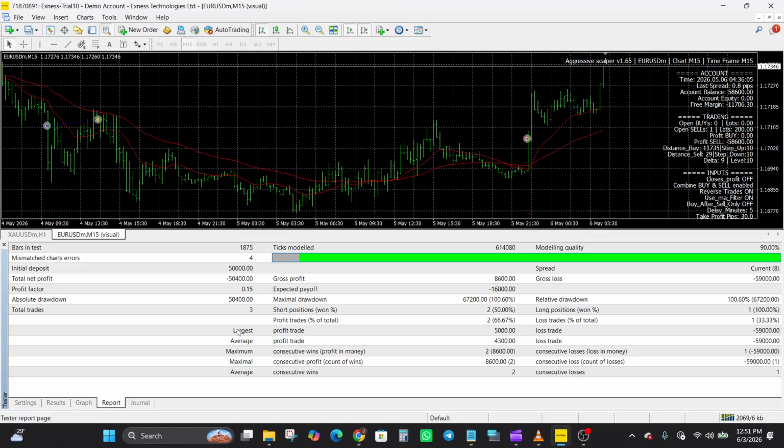Overall, the Aggressive Scalper EA is a fast reacting automated system built around tight market movements, configurable risk settings, and trailing stop management. Like any high frequency style EA, proper testing and broker conditions play a major role in how it performs in real environments.